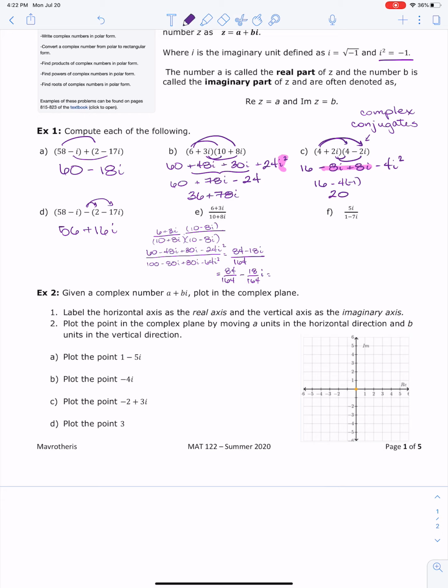That we can reduce. We can divide numerator and denominator by 4 here. We get 21 over 41 minus, these are going to be divided by 2, 9 over what, 82? i. If you prefer to leave them with a common denominator, you're more than welcome to leave it as 42 over 82. You really don't have to reduce at all. That's more out of habit than anything else.